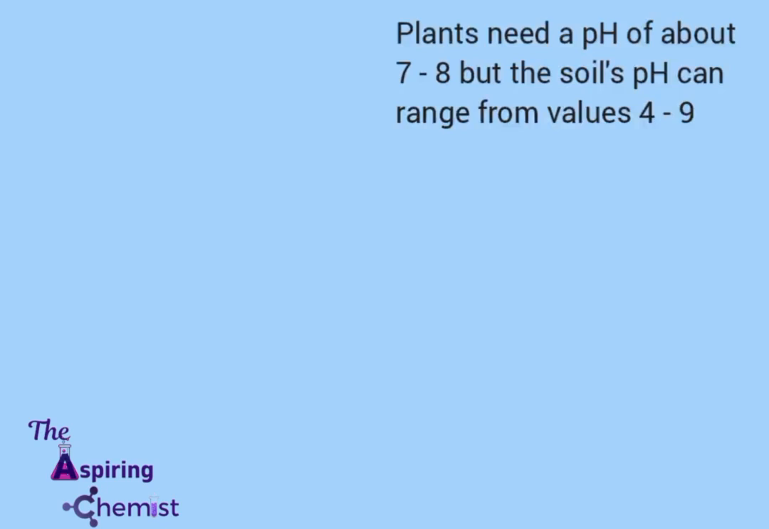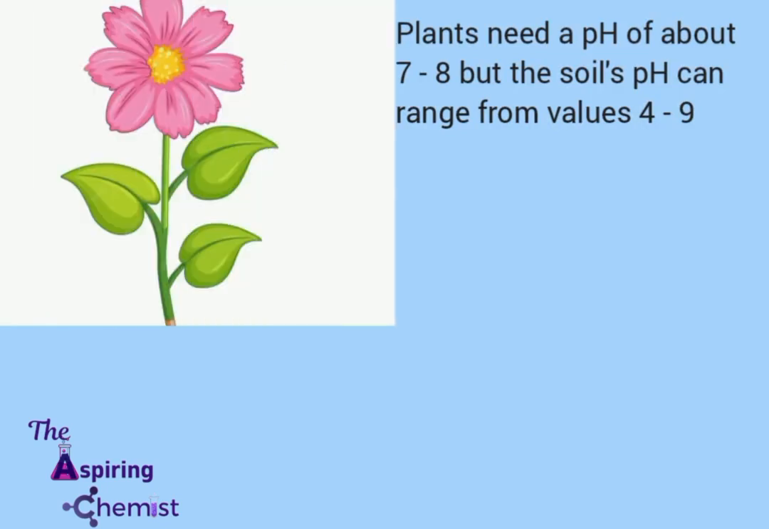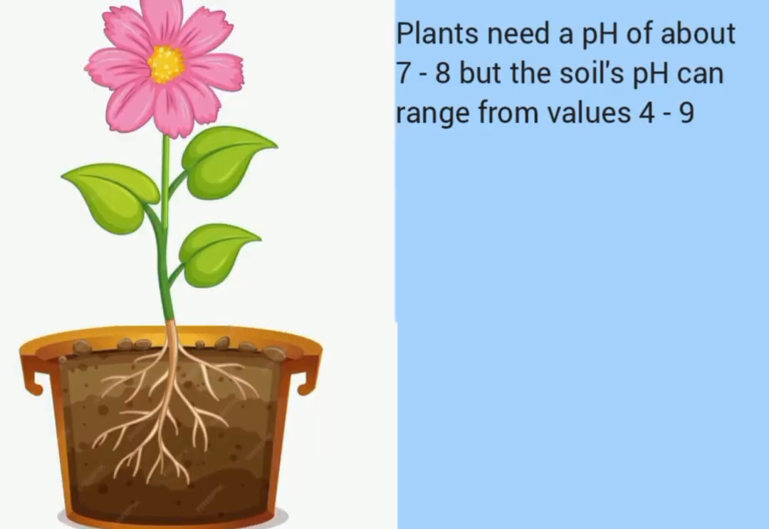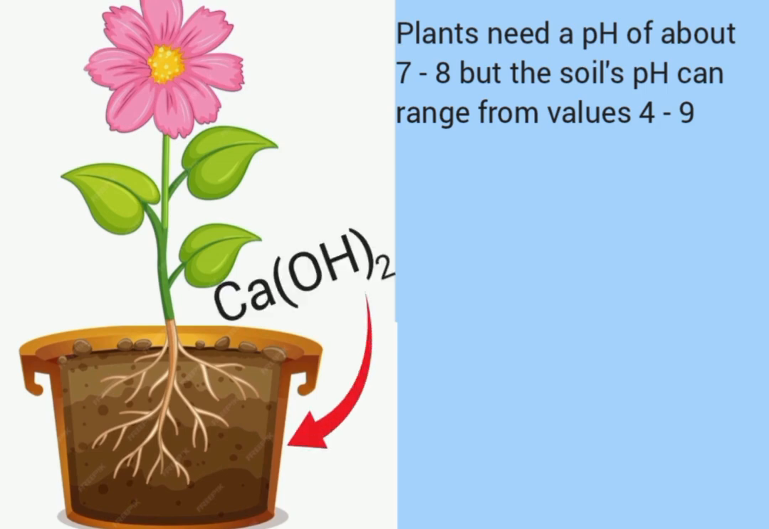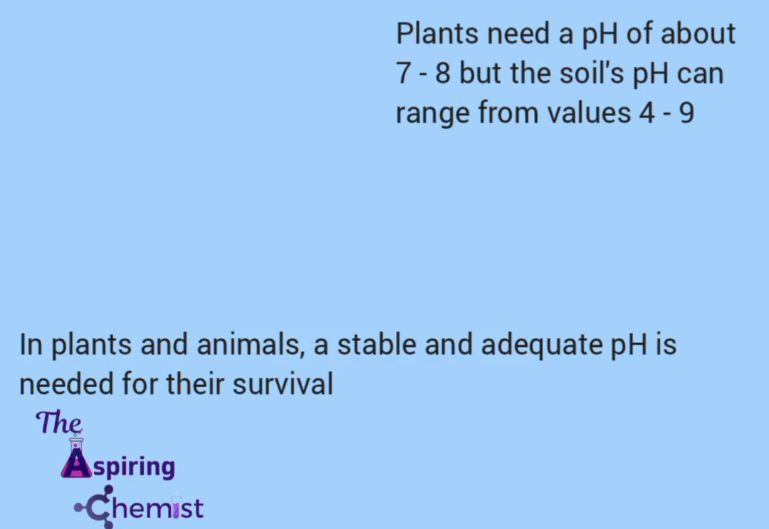And even plants need a stable pH around 7 to 8. But the soil that they are rooted in can change pH from 4 to 9. As a result, farmers actually add lime to their soil to reduce its acidity. So, maintaining the pH of the soil is vital to the survival of plants.